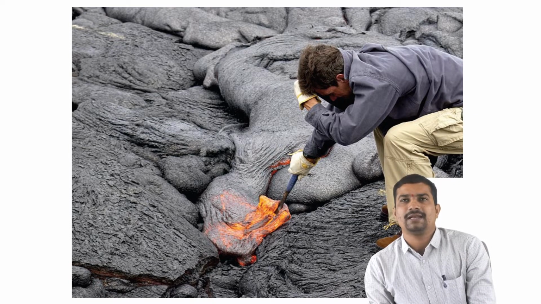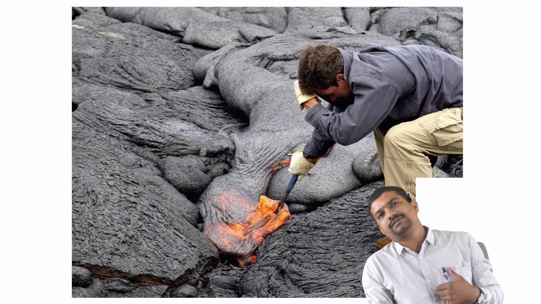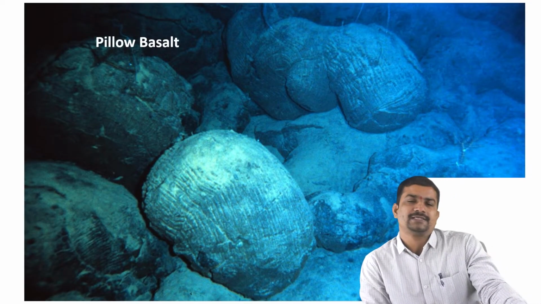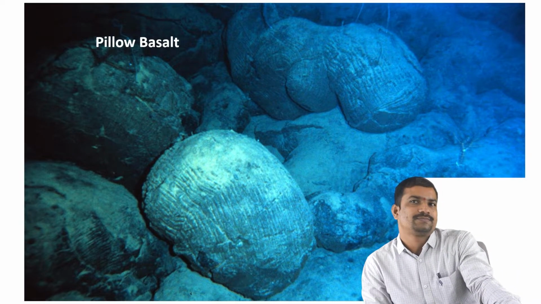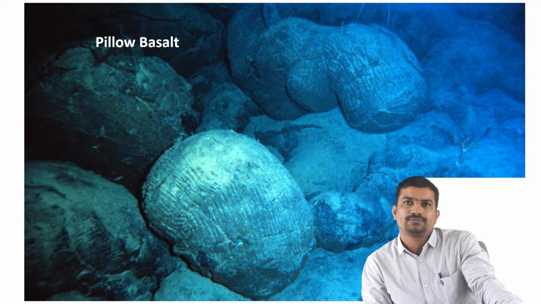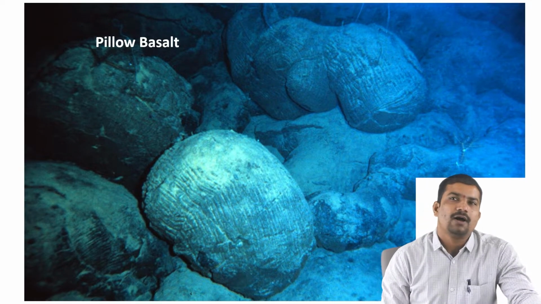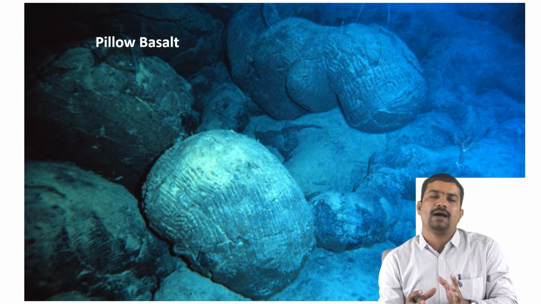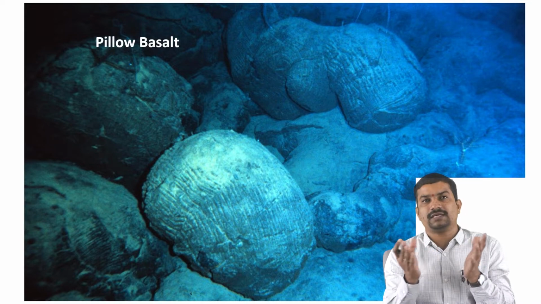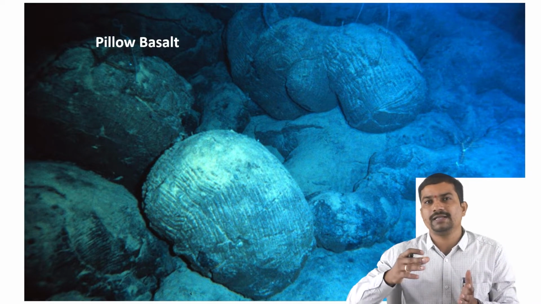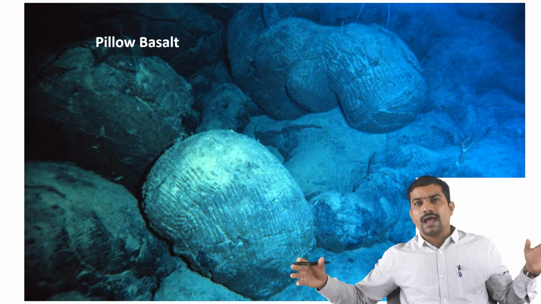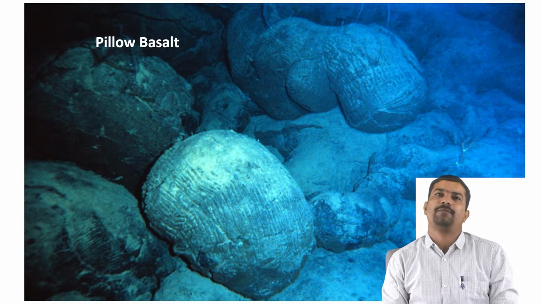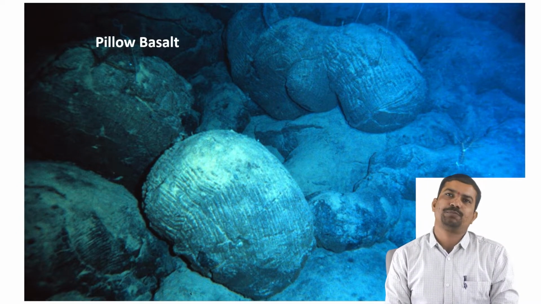Once this material reaches the ground surface, it gets solidified. So can we say this is intrusive rock? Yes or no? No. Why? Because on the ocean floor, this magma has reached the ocean floor, which is the surface there, and it is oozing out on the ocean floor and getting cooled at the same place. So this is again an extrusive type of rock, which we name pillow basalt.